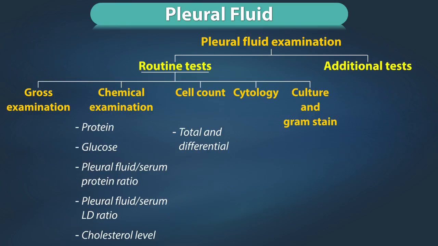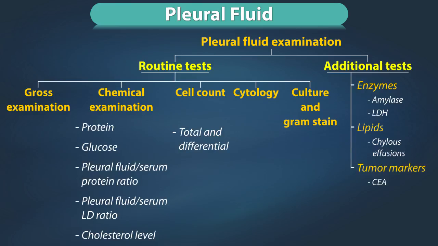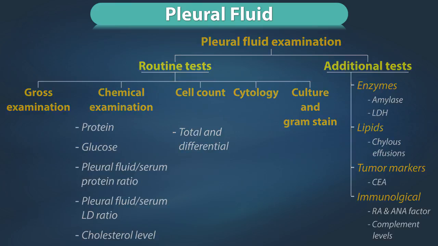Additional tests can include enzymes like amylase and lactate dehydrogenase, lipid measurement for chylous effusion, tumor markers like CEA as found in metastatic lung or breast carcinoma, immunological studies like rheumatoid arthritis factor, anti-nuclear antibody factor, and complement levels.